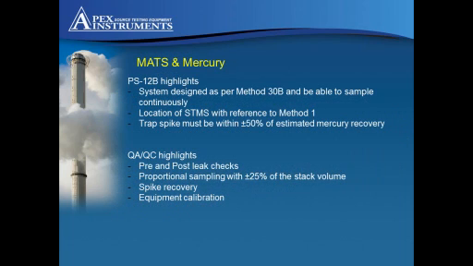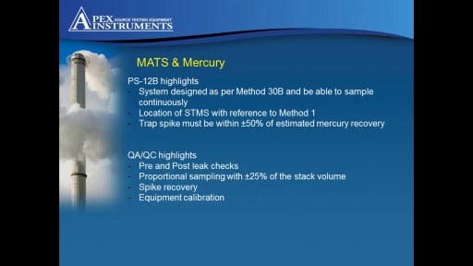So some other highlights worthy of note from PS12B in Part 60 are, we've touched on this point, but the system must be designed as per Method 30B and be able to sample continuously. The location of the solvent trap monitoring system, or where it will be sampling, needs to be in accordance with Method 1. Trap spike, which Chris will talk to later, but basically it's the spiked mercury level in the 3rd section of the trap, must be within plus or minus 50% of the estimated mercury that's going to be recovered. Again, Chris will talk about this in further detail shortly.